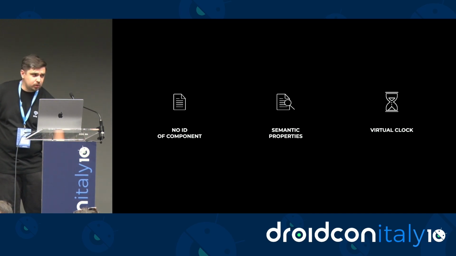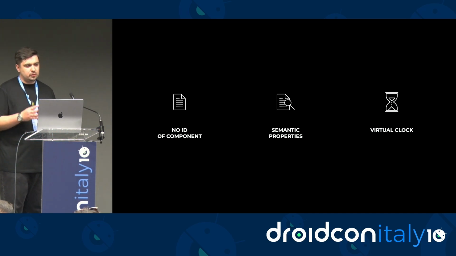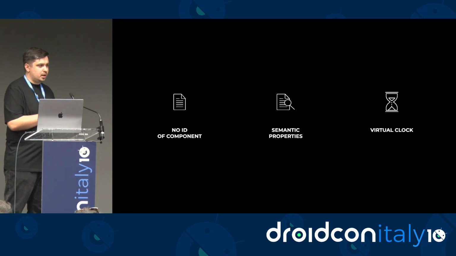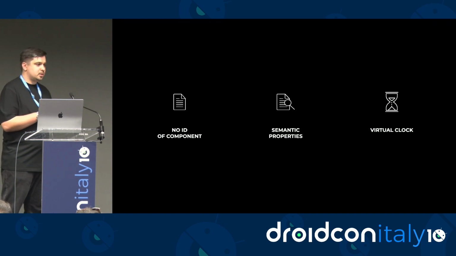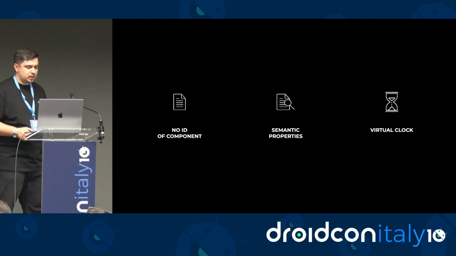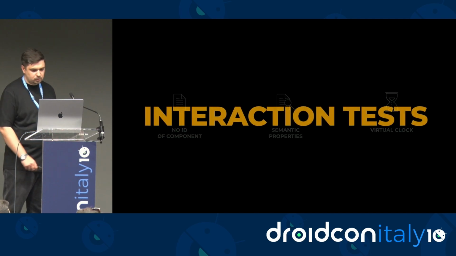Right now, let's take a look at the differences between views and Jetpack Compose. With Jetpack Compose, we have no public ID. We have semantic properties instead of properties. And semantic properties are a much more advanced version of properties, which help us to find any element on the screen. And we have a virtual clock instead of a real-time clock. So in our test case, we can pause our clock, we can advance time by specific durations, and we will explore which benefits we can get from it during this talk.